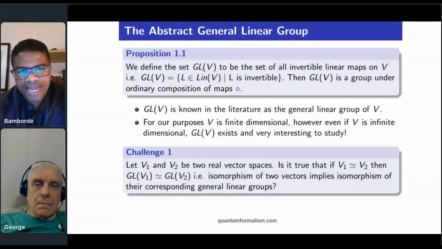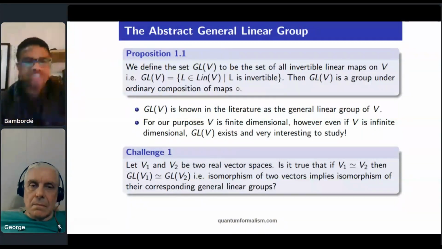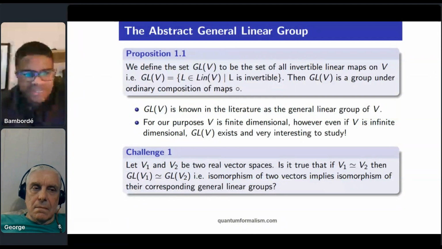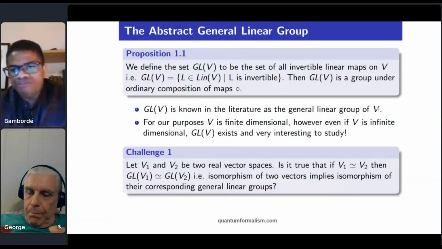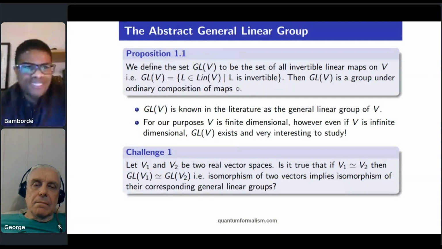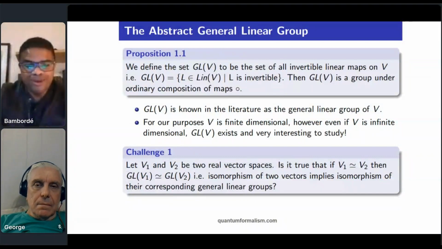Let's define this set GL of V to be the set of all invertible linear maps. So a linear map is a member of it only if it's invertible. The claim is that this set, which we call GL of V, is a group under the composition of maps. This group is known in the literature as the general linear group of V. There will be some confusion here later, but in the end the isomorphism will connect these two things. So this is the general linear group associated with the vector space V.